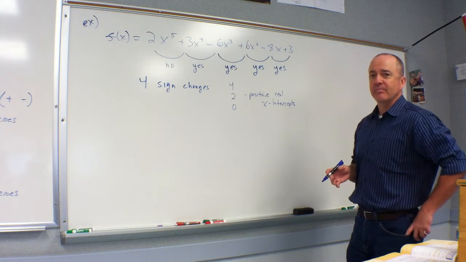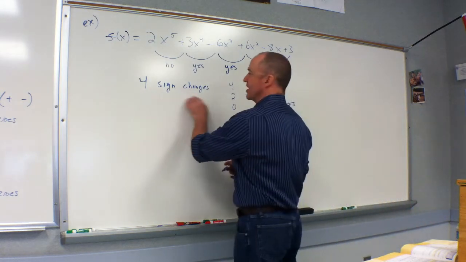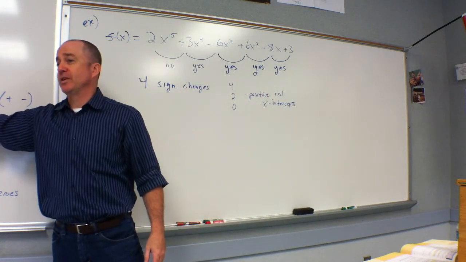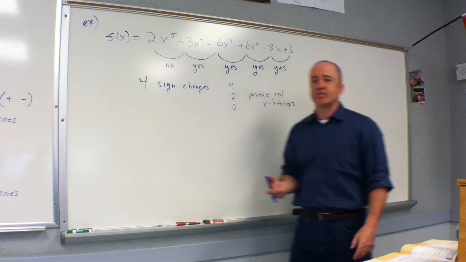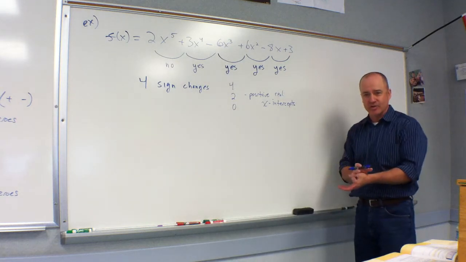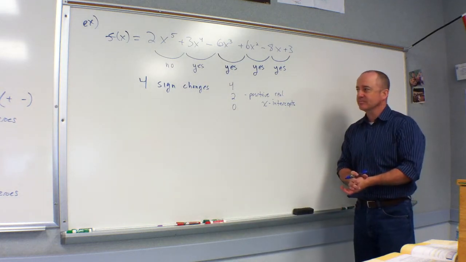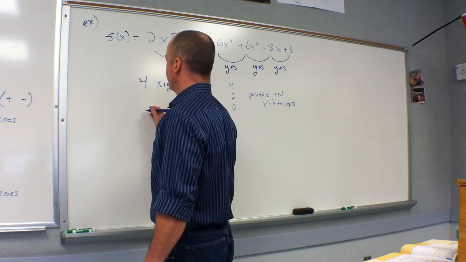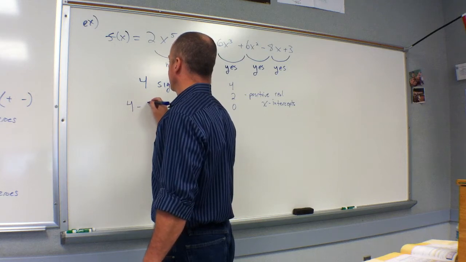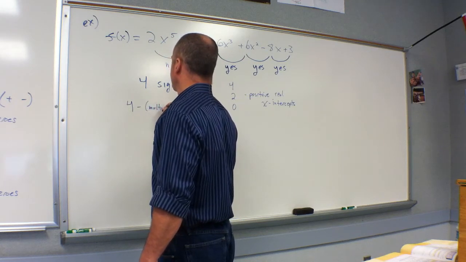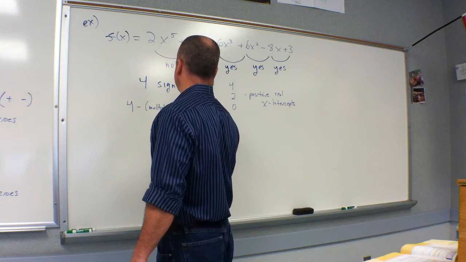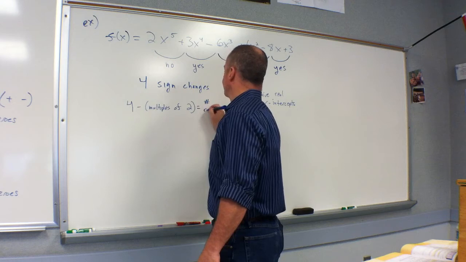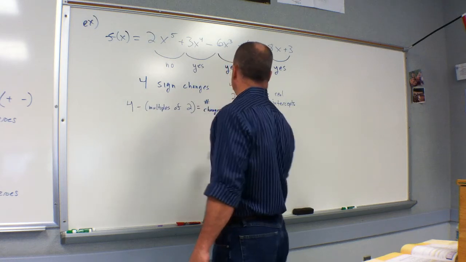How are you getting 4, 2, and 0? Take the number of sign changes and subtract multiples of 2, even numbers, from them until you get to 1 or 0, because you can't have a negative number of zeros. So 4 minus multiples of 2 equals the number of changes.